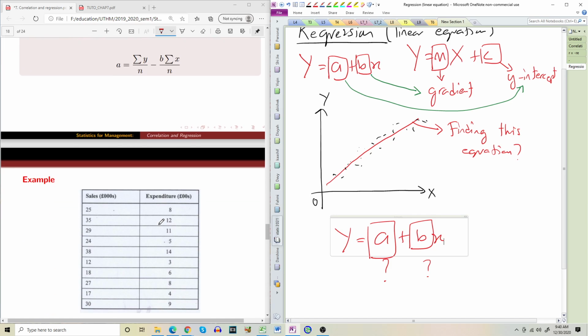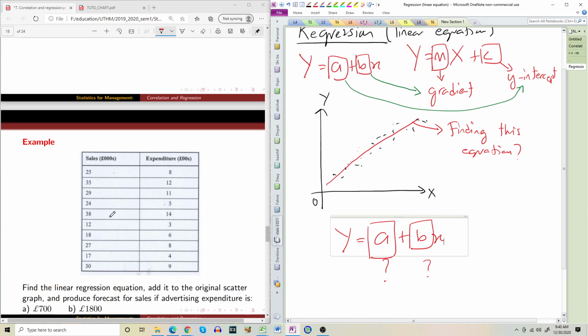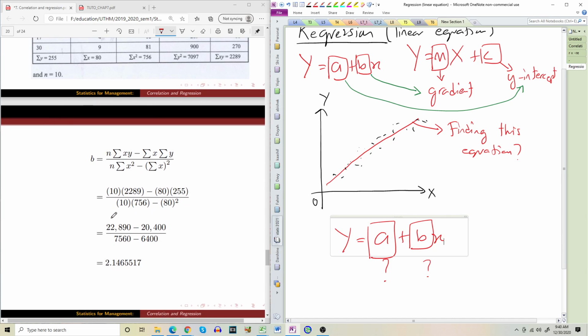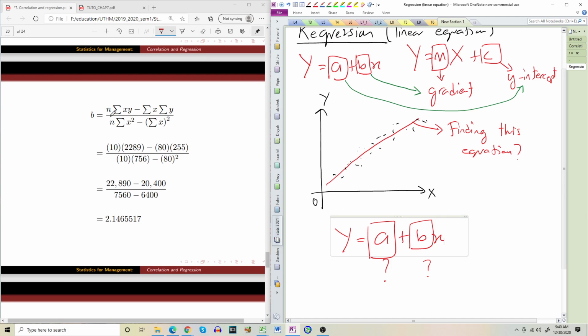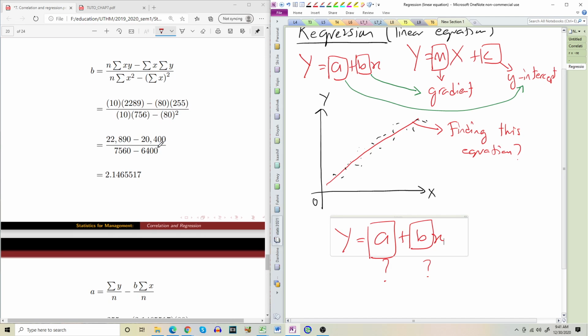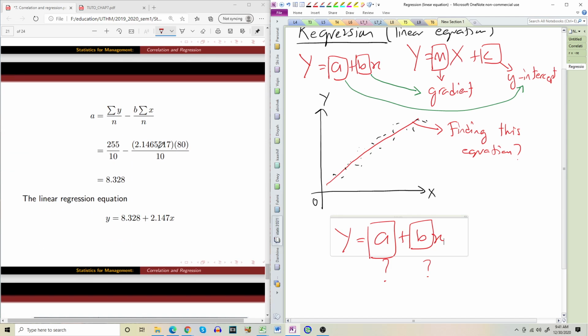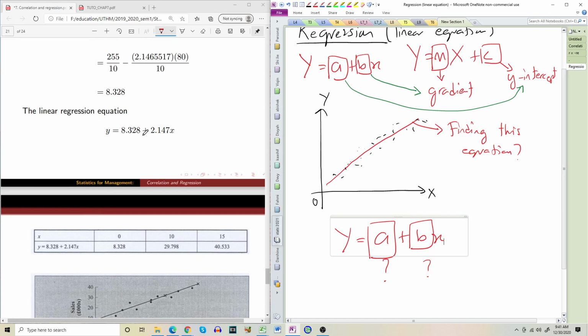So for the previous example, expenditure and sales, you can notice that your B is 2.14. I hope all of you have the slide. Maybe I'm going a little bit fast, but you can refer to the slide here now. How to find B? Again, substitute the value. We have found the summation, and for A is this, and you write back again your A.